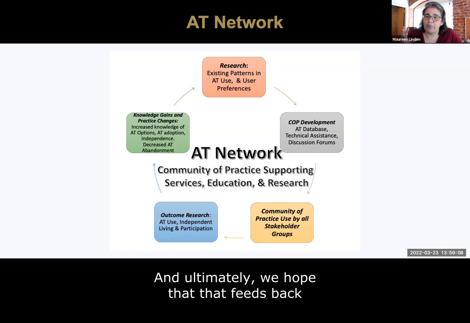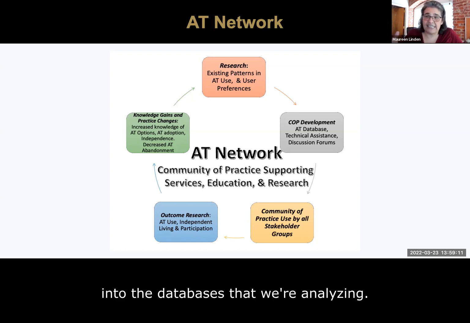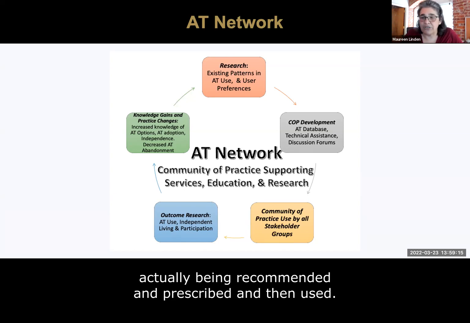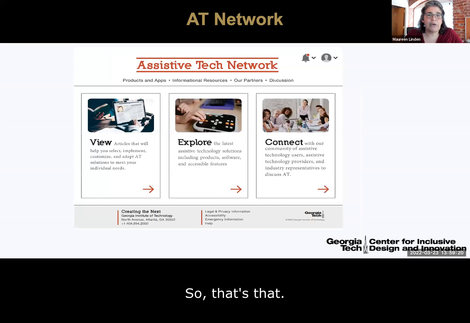And ultimately, we hope that that feeds back into the databases that we're analyzing, and we see patterns and changes of use and how things are actually being recommended and prescribed and then used. So that's that, and thank you for the next slide.